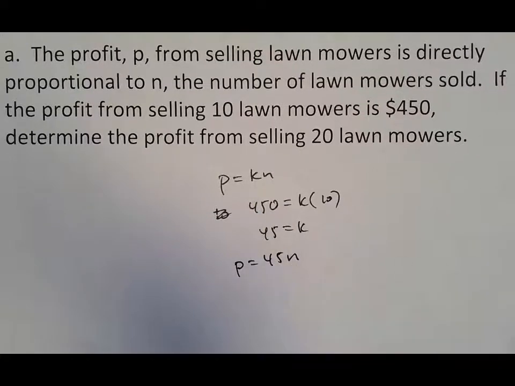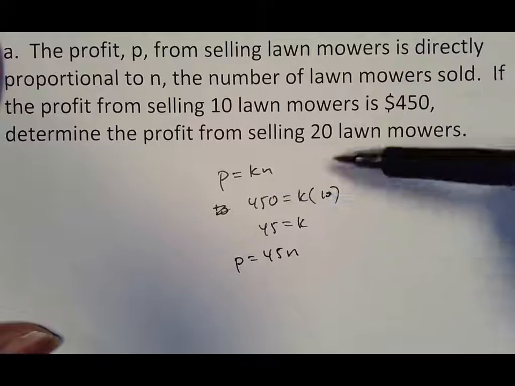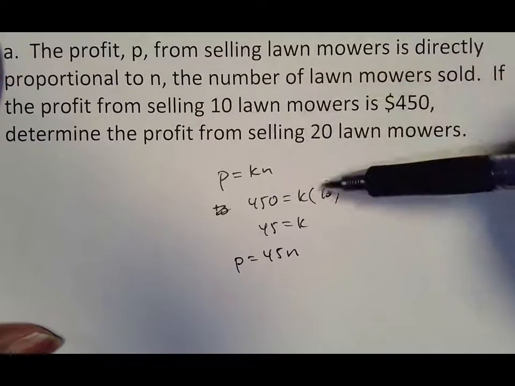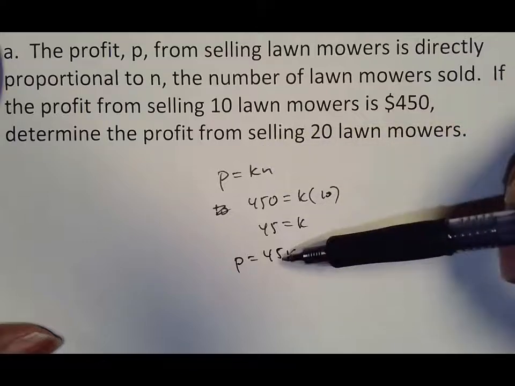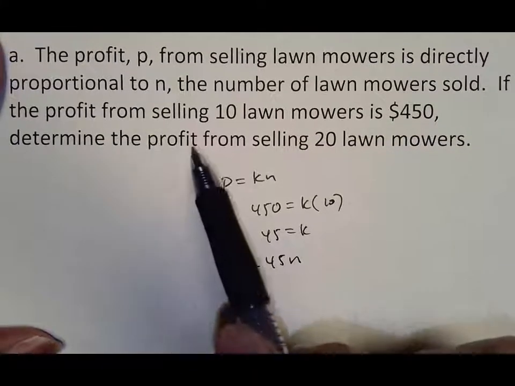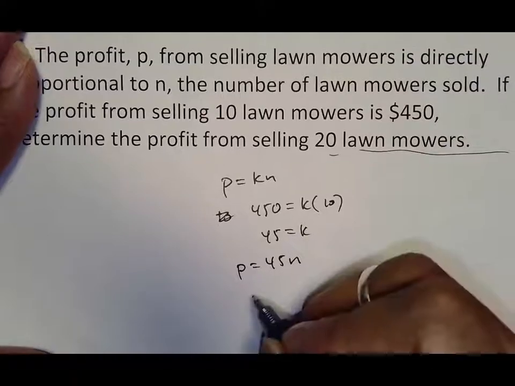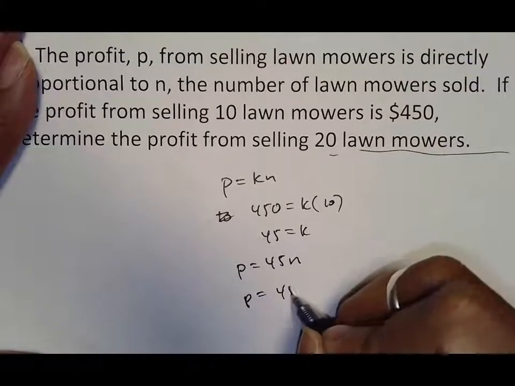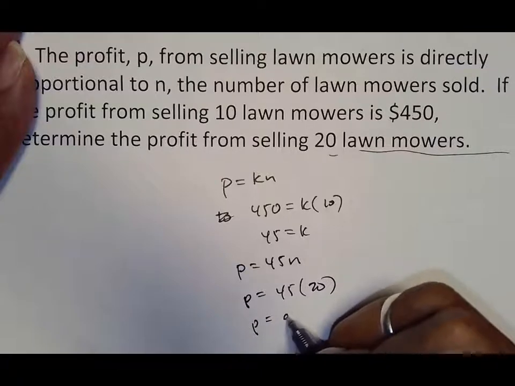It's kind of like the y equals mx plus b work you did. So again, varies directly. They gave me the profit for a certain situation, selling 10 lawnmowers, which means that K has to be 45 in that situation. Now they say determine the profit from selling 20 lawnmowers. So they give me 20 lawnmowers, which is the number. So you simply plug in 20, 45 times 20, which I believe is 900.